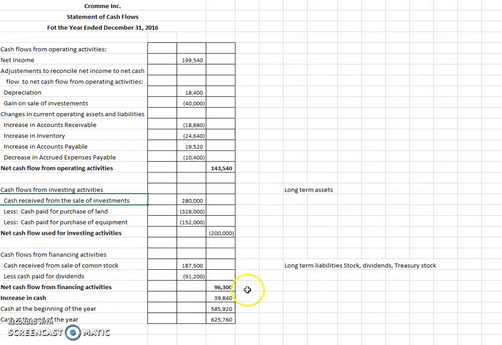Let's look at financing activities. We'll be looking at everything that happens in long-term liabilities, issuing our own company's stock, paying out dividends, and buying and selling our own company's treasury stock.